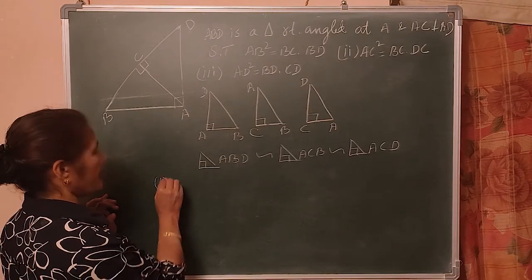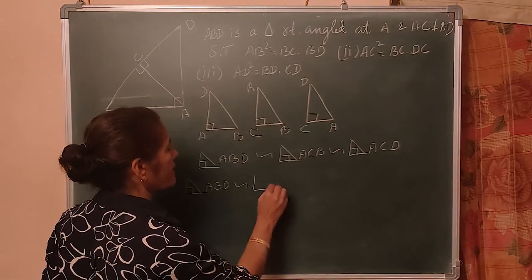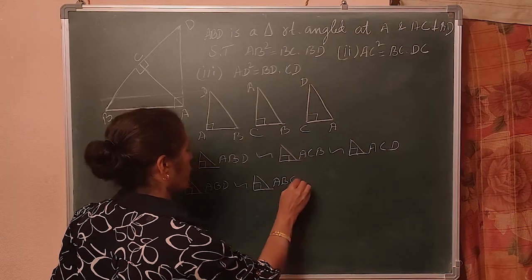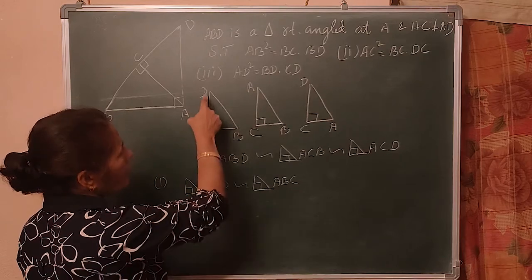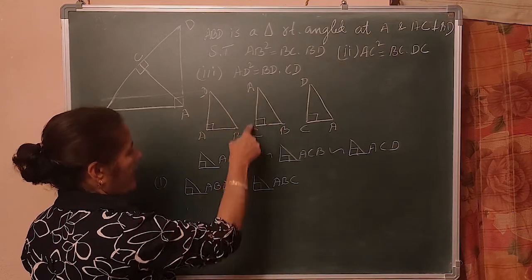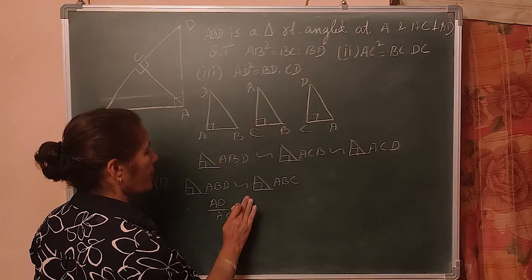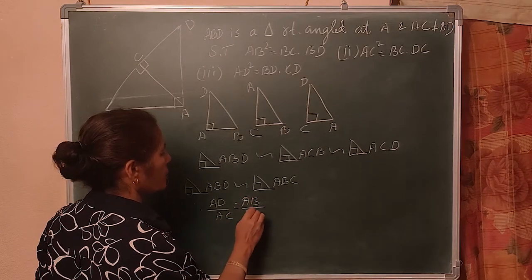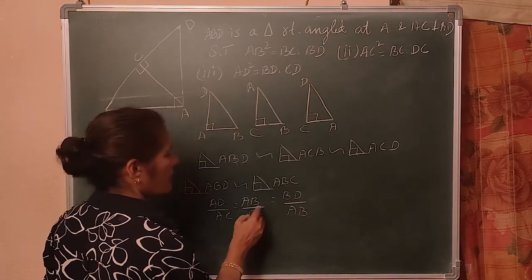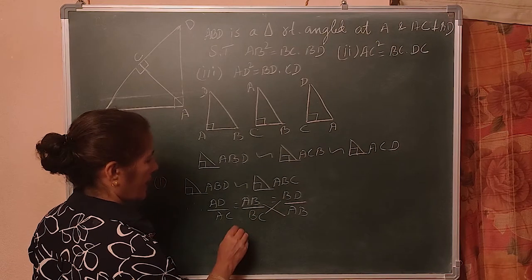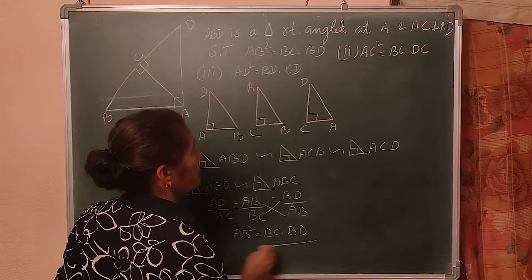So, first step. Right angle triangle ABD is similar to right angle triangle ABC. Therefore, where AB is there, you take that. Or you write on all the three. AD by AC is equal to AB by BC is equal to BD by AB. Now, I want AB. So, AB square is equal to BC into BD. First one I put.